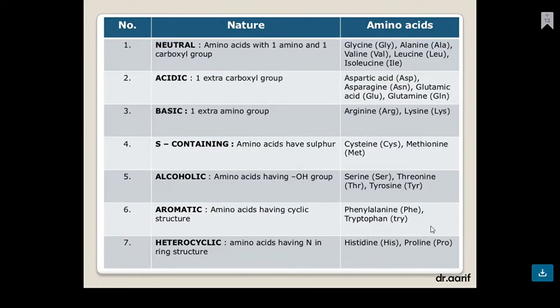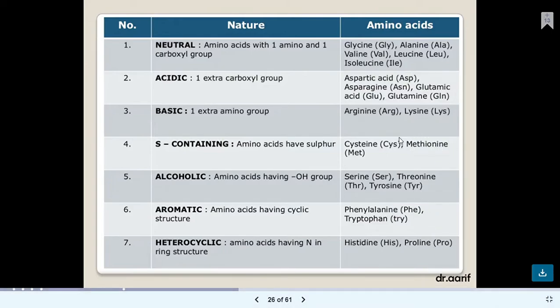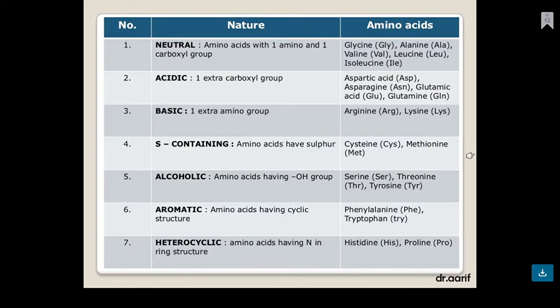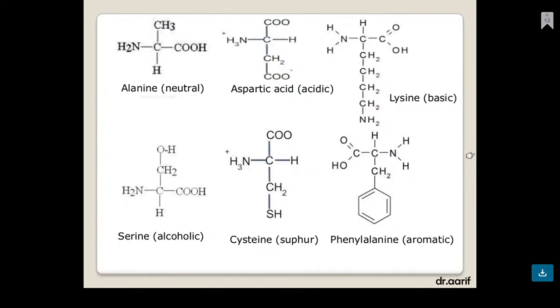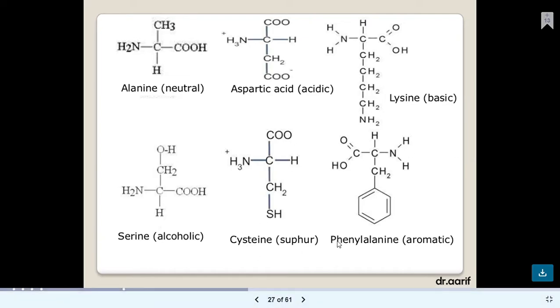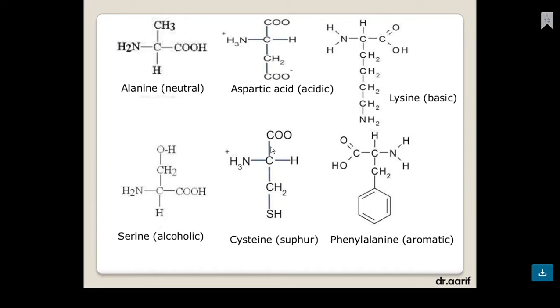The sulfur-containing amino acid you mainly have to know is methionine, which is mainly used in the coding sequences. This is the structure of each amino acid, and you can see which come under neutral, acidic, basic, alcoholic, and sulfur. Instead of cysteine, if you know the structure of methionine, it's okay, but if you know the structure of cysteine as well, well and good. And you have phenylalanine, which is an aromatic amino acid.